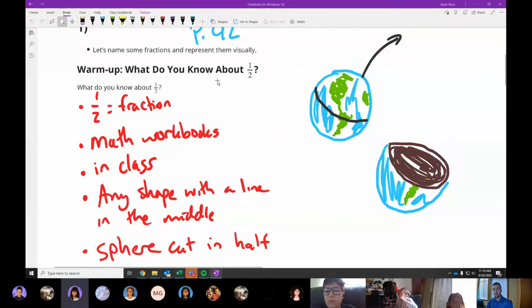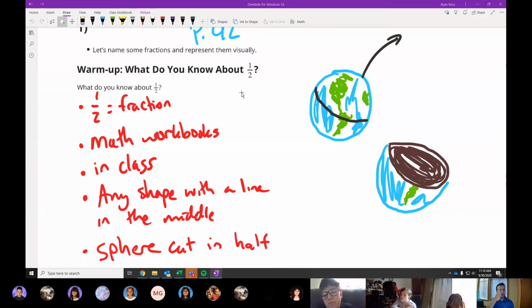I see that there's a few more hands up. I want to keep moving though, because we have a lot to get through. This was a great discussion. One thing that came up in first block that really got them going was talking about food. We talked about food for halves pretty much the entire time first block.